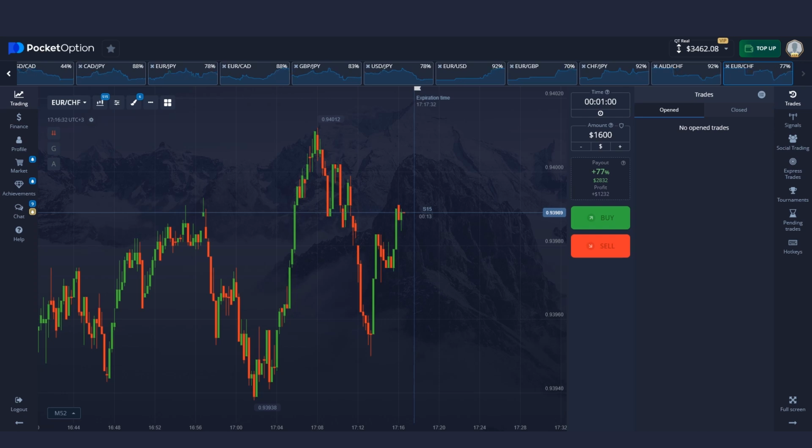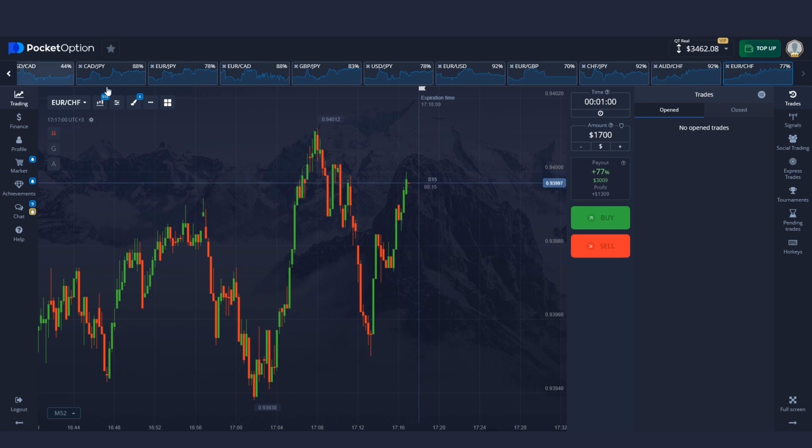With the withdrawal sorted out, now let's see how I did my overclocking. First of all, I chose the expiration time, or in other words, the time per trade, 1 minute, and chose about 50% of my deposit for each trade. That is the first deal I need to open $1,700.